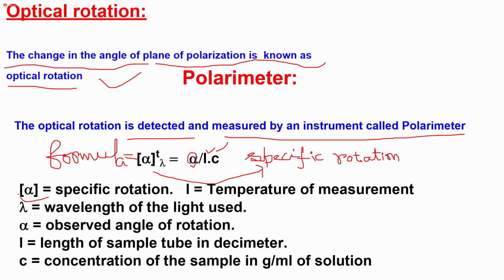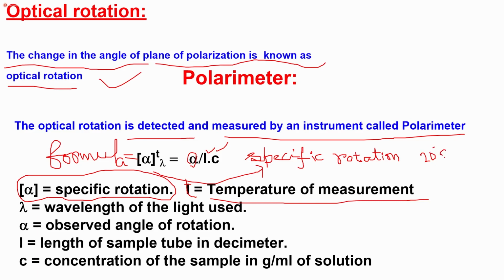It is also written here. Alpha is the specific rotation, and T is the temperature of measurement. So at which temperature are you measuring your sample? Let's say the fixed temperature in the polarimeter is 20 degrees. Then you have to constrain this temperature to 20 degrees.